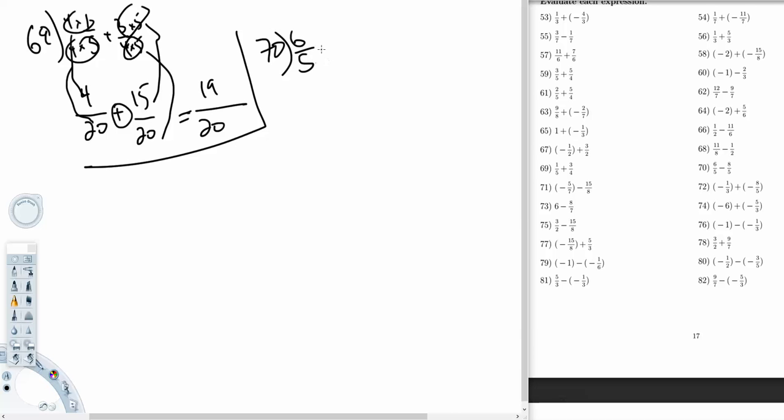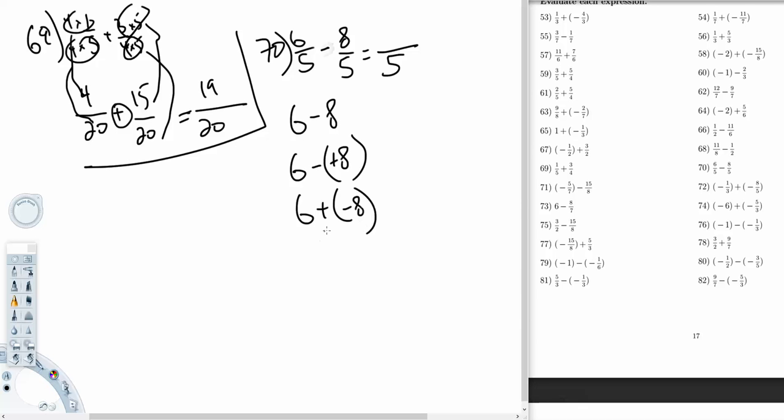6 over 5 minus 8 over 5. Oops, that's a minus. Let's just erase that. Go back to the marker. So anytime you add or subtract, if you have the same denominator, it carries over, and you're left doing 6 minus 8, or 6 minus plus 8, or 6 plus minus 8. So anytime you have a subtraction sign, you take the sign of the biggest, which is a minus 8, and then you subtract the 2, and that becomes your answer.